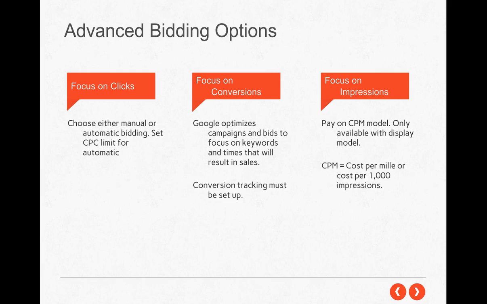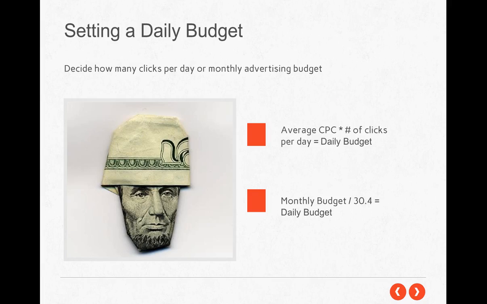And then you can focus on impressions. So if you're going after a branded campaign where you're not really too worried about conversions, you just want to get as many impressions as you can for that campaign, you can choose that option. And what you can do is pay on a CPM model, which is cost per thousand, and that's only available within the display model. But there are some use cases for that.